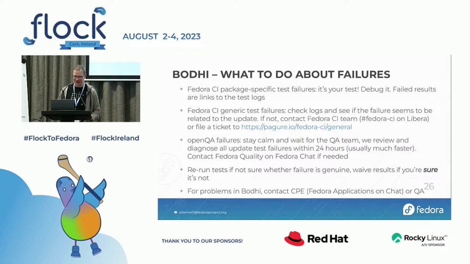If it's one of those Fedora CI generic failures, check the logs from the failure and see if it actually seems to be caused by your update, in which case you should fix it, obviously. If not, talk to the CI team and see if there's a problem with the system. And that's got some links to where you can do that.